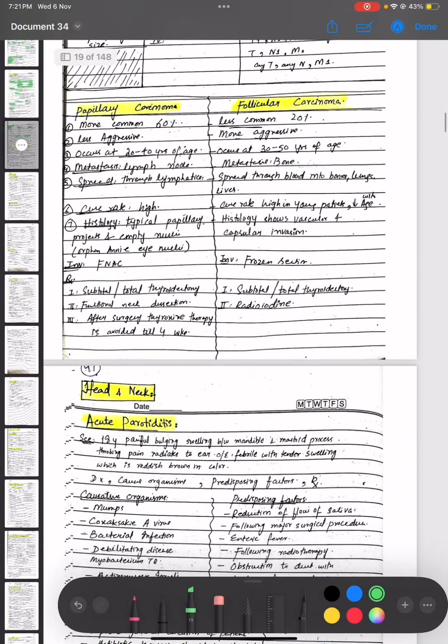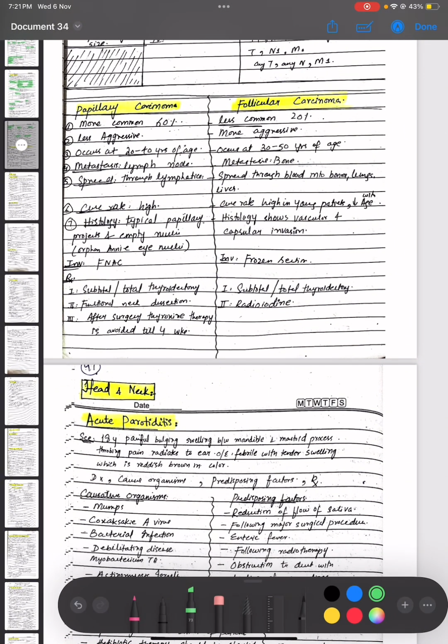Now coming towards the papillary carcinoma and the follicular carcinoma. What is papillary carcinoma? It is more common, that is 60%, while follicular carcinoma is less common, that is 20%. Papillary carcinoma is less aggressive, while follicular carcinoma is more aggressive. Papillary carcinoma occurs at 20 to 40 years of age, while follicular carcinoma occurs at 30 to 50 years of age. Papillary carcinoma metastasis is to lymph nodes, and follicular carcinoma metastasis is to bones.